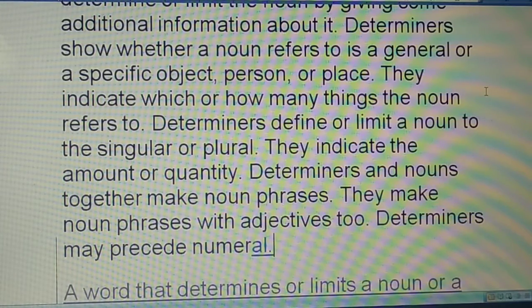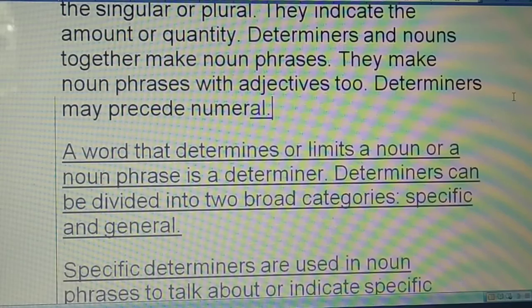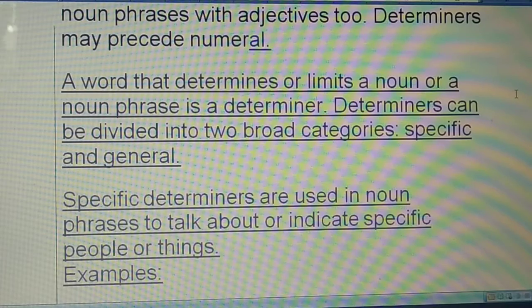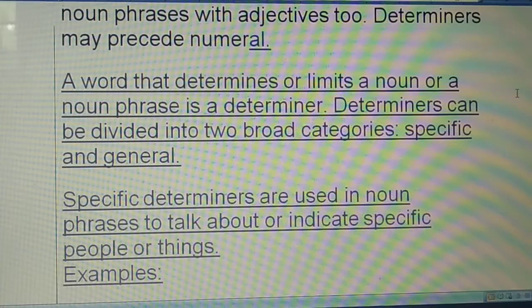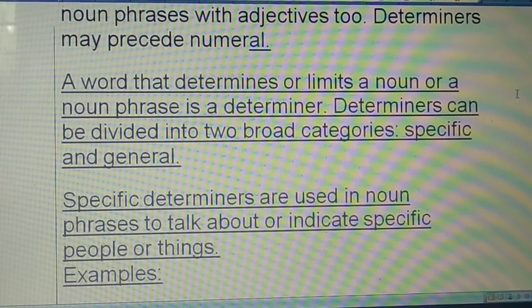Determiners and nouns together make noun phrases. Determiners may precede numerals. A word that determines or limits a noun or a noun phrase is a determiner. Determiners can be divided into two broad categories, specific and general.